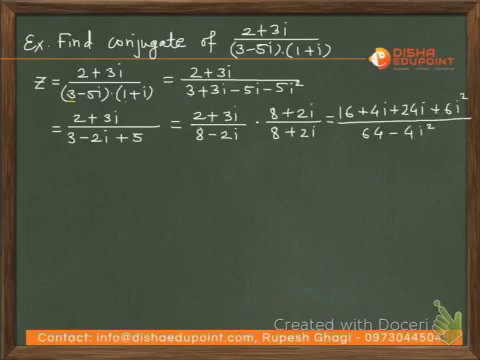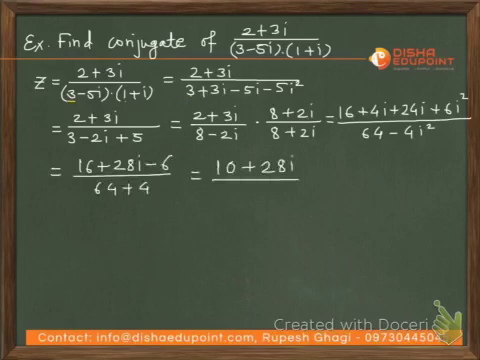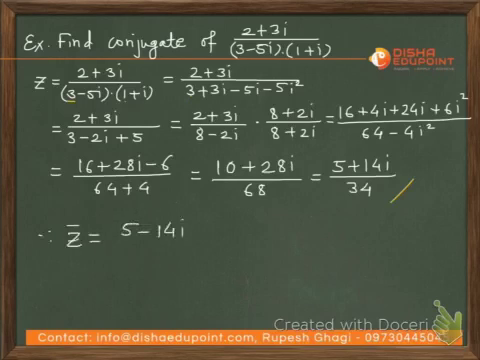So after multiplication, what we will get is 16 plus 28i minus 6 upon 64 plus 4, which is 10 plus 28i divided by 68, which is (5 plus 14i) divided by 34. So this is the original number z. Now the complex conjugate of it will be, obviously, z bar is equal to (5 minus 14i) divided by 34.